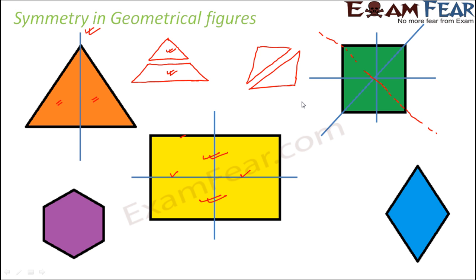So why do you have multiple lines of symmetry in the case of a square? Because if you look at the dimensions of a square, it has all the sides equal. Since it has all the sides equal, the symmetry is more in the case of a square. Perfect. So we now move on to this kite.